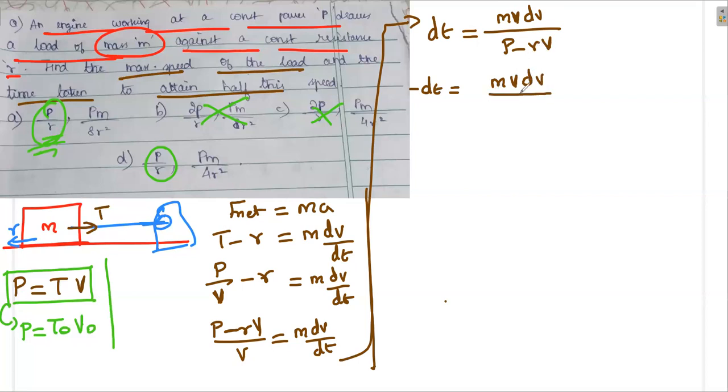mv dv by rv minus p. Above there is v, below there is r; above there is no r. So what I'm going to do is multiply and divide by r deliberately. If I do that, I don't want too many variables, so I need to bring the others outside. I bring this m below and this r goes up, so it is minus r dt by m equal to r into v dv by rv minus p.